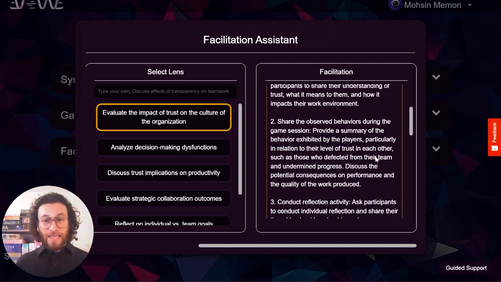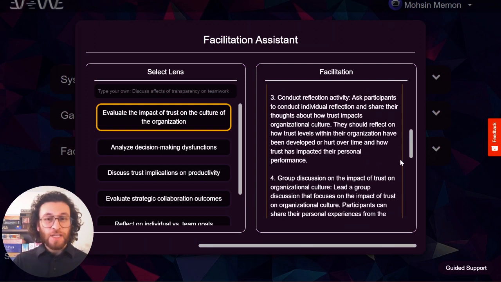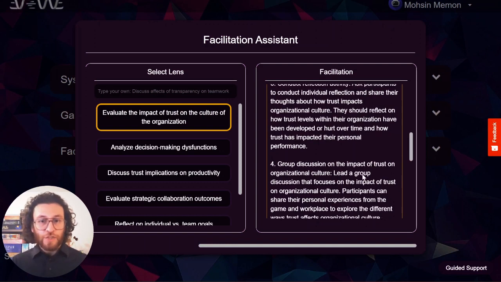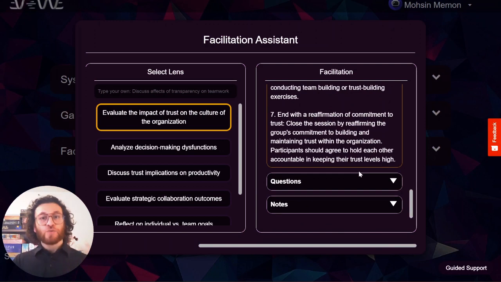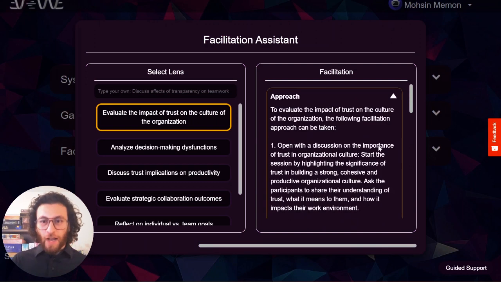So you're bringing game elements into the context, and then it also gives you some examples of how to do that, where the level of trust was influenced. Think about those times. So it's really a discussion, and then it moves into a reflection activity, asking participants to conduct individual reflection, and then group reflection and group discussion, and it goes on into closing with a reaffirmation of commitment to trust. So you can see this is a really well designed facilitation guide, basically.